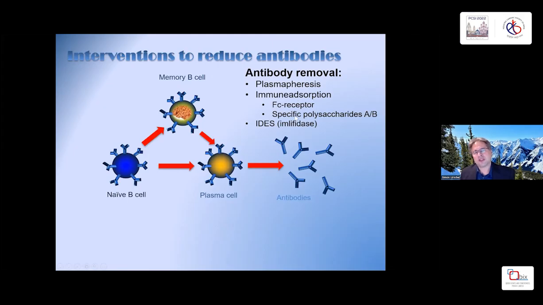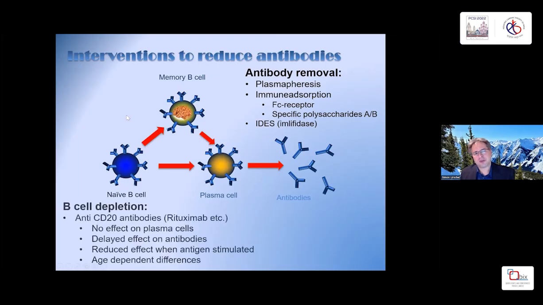The latter does not remove all your other proteins, so it is better tolerated than plasmapheresis if you have that. IdeS is the newest kid on the block. It's a streptococcal enzyme that splits the Fc part from the antigen binding part and basically deactivates all your immunoglobulins that you have in the blood, all your antibodies, immediately. You can only use it one time, but it's a good rescue therapy.